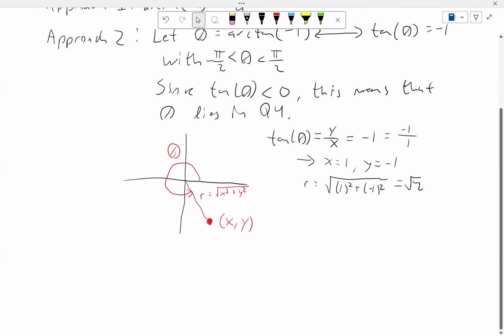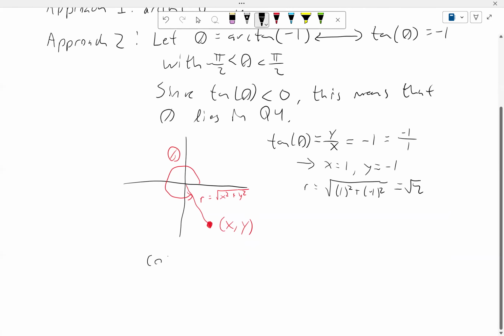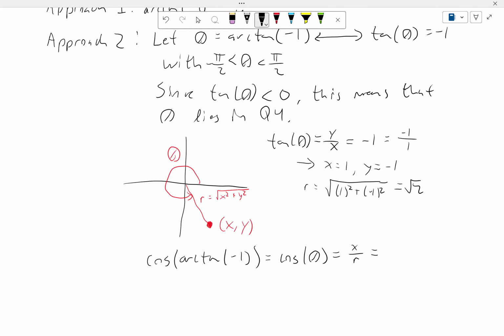And then now let's recall that I'm trying to compute cosine of arctangent of -1, okay? But arctangent of -1 is what we defined to be theta. So then I'm trying to find cosine of theta, which is just equal to x divided by r, which is just 1 over the square root of 2, which is just square root of 2 over 2.